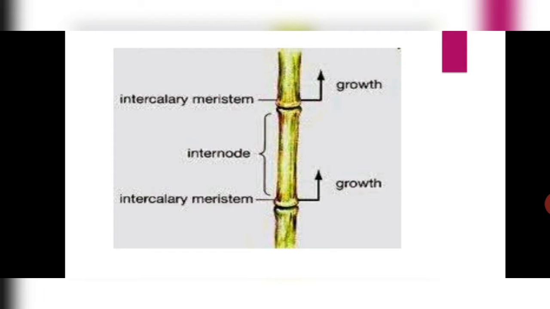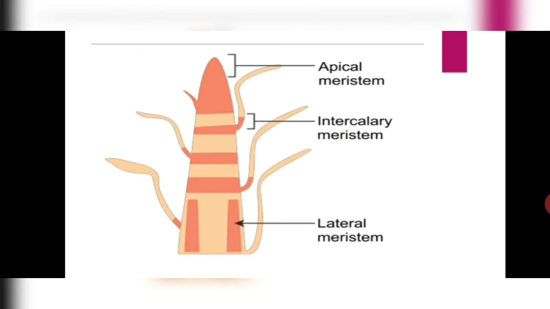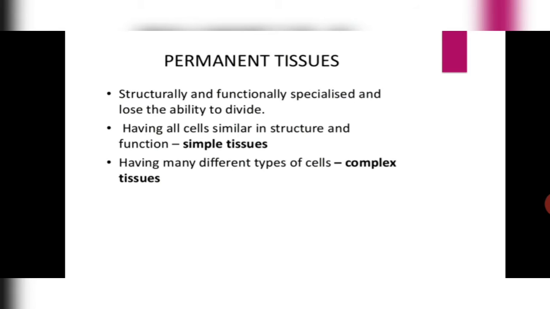The intercalary meristem is responsible for growth of the internodal area. The apical meristem increases the length and the width of the shoot. The lateral meristem is responsible for increasing the girth, the width, the roundness of the stem, that is increased by the lateral meristem. Let us now discuss the permanent tissues.